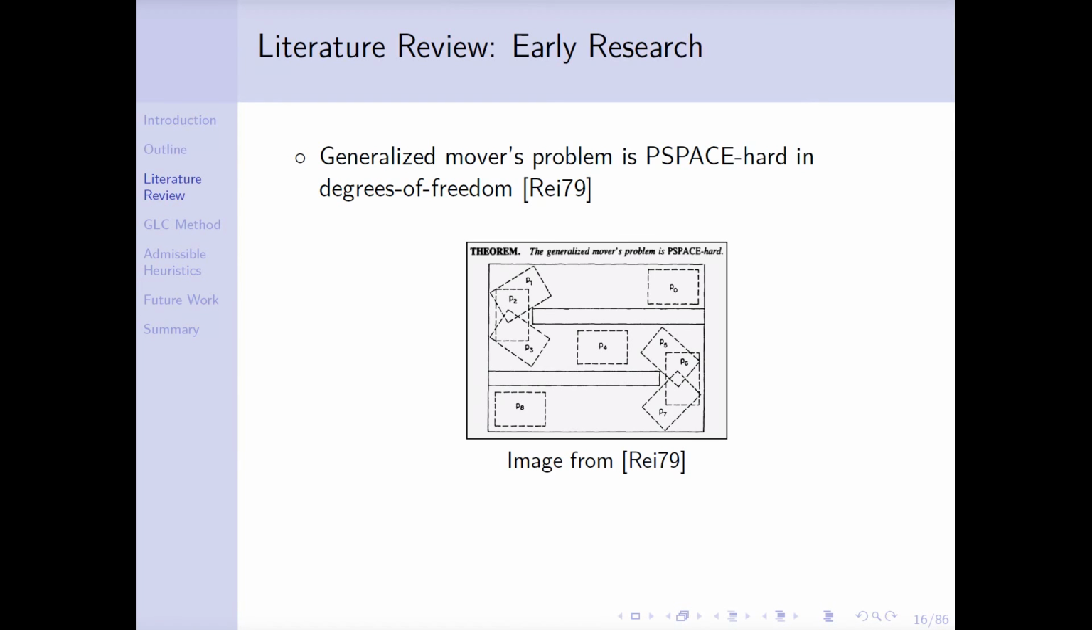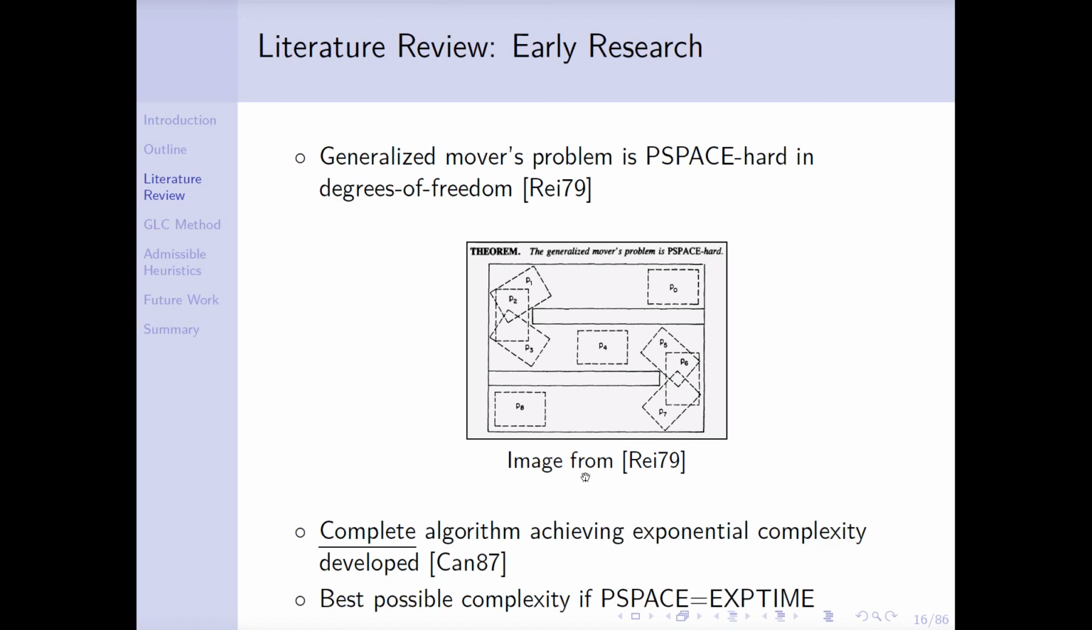Early research in motion planning focused on a simplified version of the problem known as the generalized movers problem. It was discovered early on that this problem is PSPACE-hard with respect to the number of degrees of freedom of the system, or equivalently the dimension of the state space. What this means is that the most efficient motion planning algorithm that could be designed to solve this problem is going to have complexity that grows rapidly as we increase the dimension of the state space, or the number of degrees of freedom.